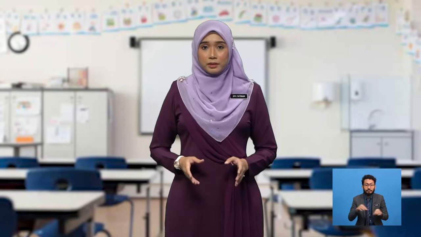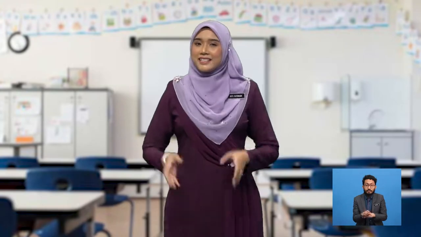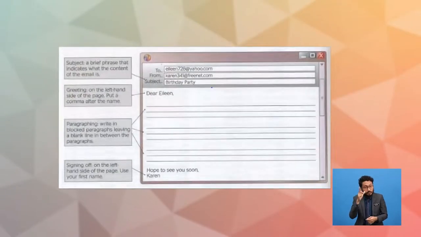Do you still remember the layout of an email? Just to refresh your memory, take a look at this layout of an email. This layout will help you organize your writing into paragraphs. This is where you should put the subject. Subject is a brief phrase that indicates what the content of the email is. Here's the greeting. Put a comma after the name. Write in two or three paragraphs here. And lastly, sign off using your first name because this is an informal email.